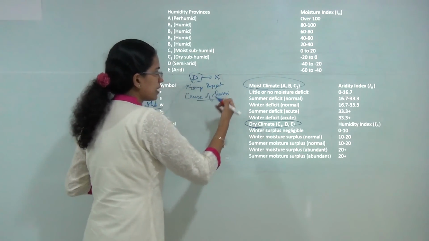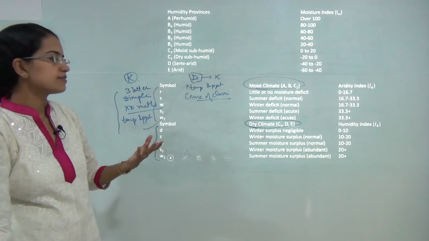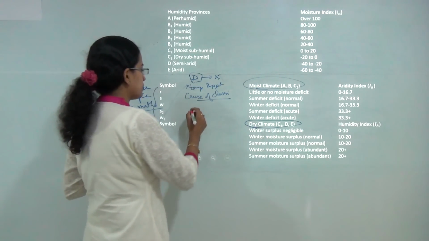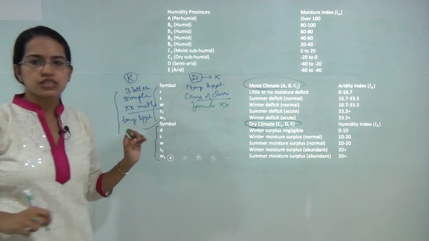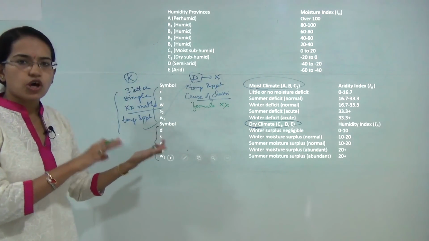There was no reason why you are classifying climates based on certain features. There was no particular formula that was given to understand the various climatic classification. So, these were certain demerits of the Köppen's classification. Now, let's jump on to the Thornthwaite's classification.